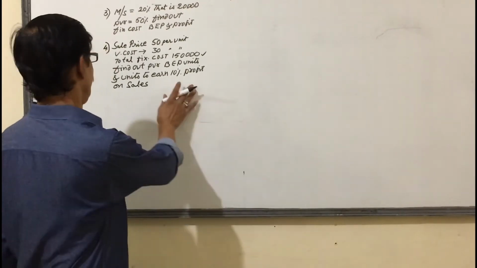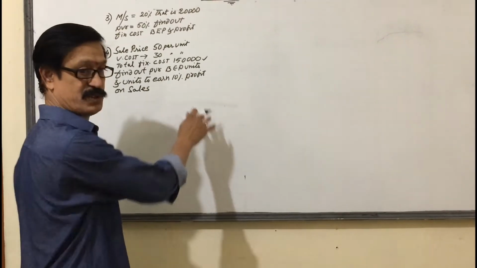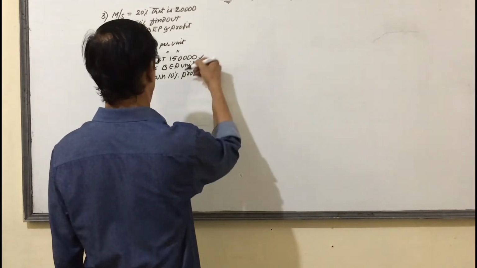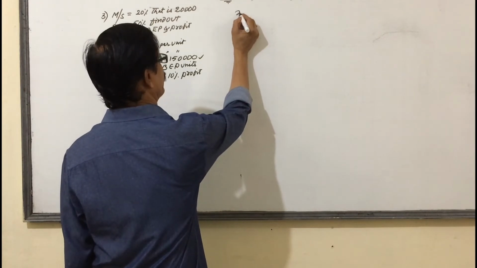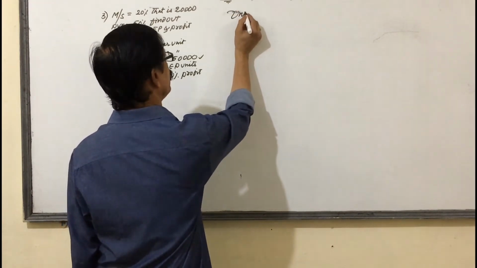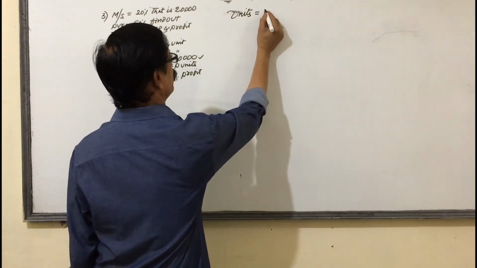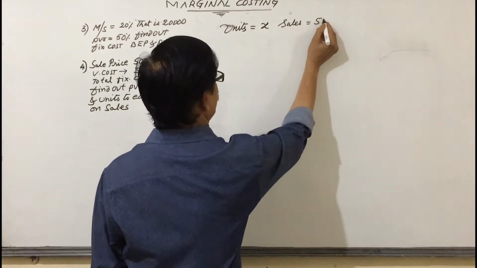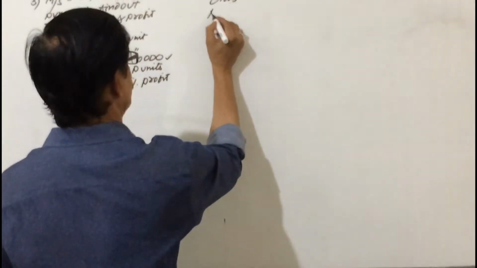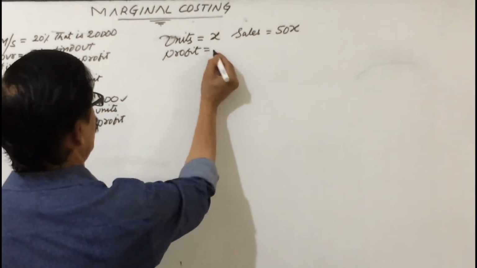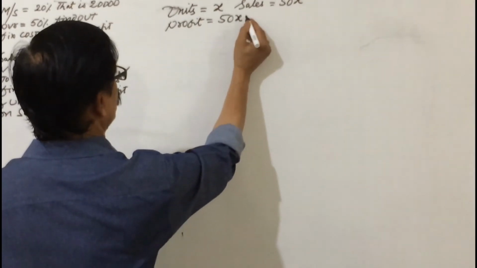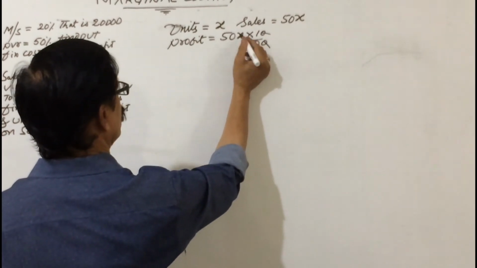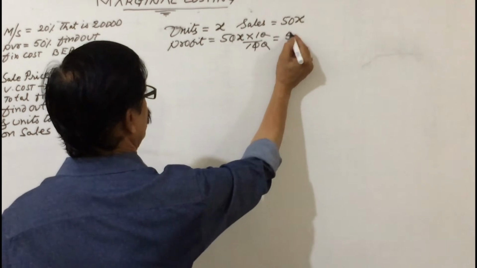Well, the same problem I am doing in another way. My dear students, once again look at the board. Here, we already assumed units is equal to X. Sales is equal to 50X. Profit is equal to 50X into the 10% we want, that is equal to 5X.